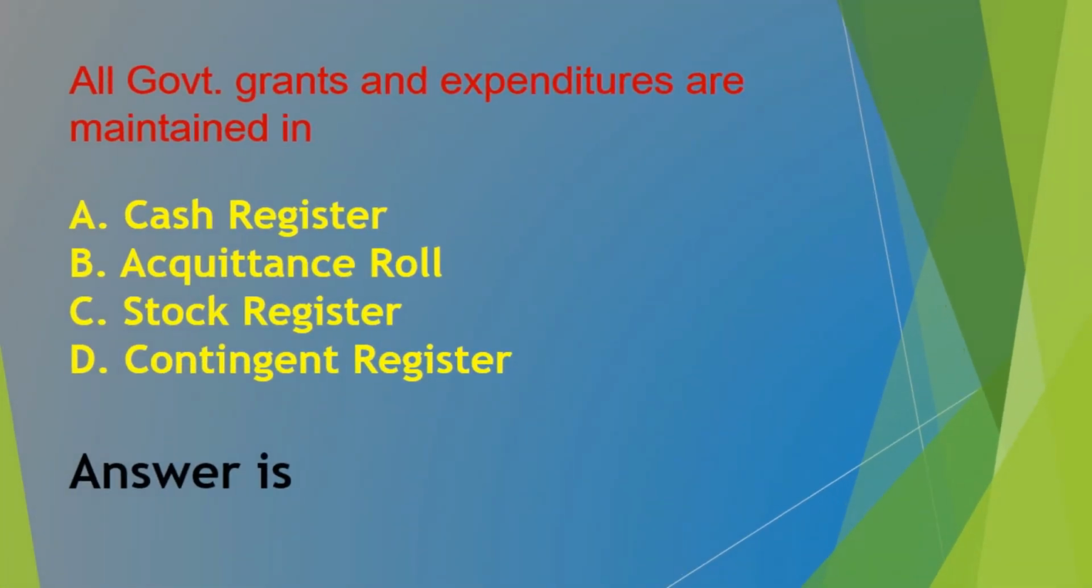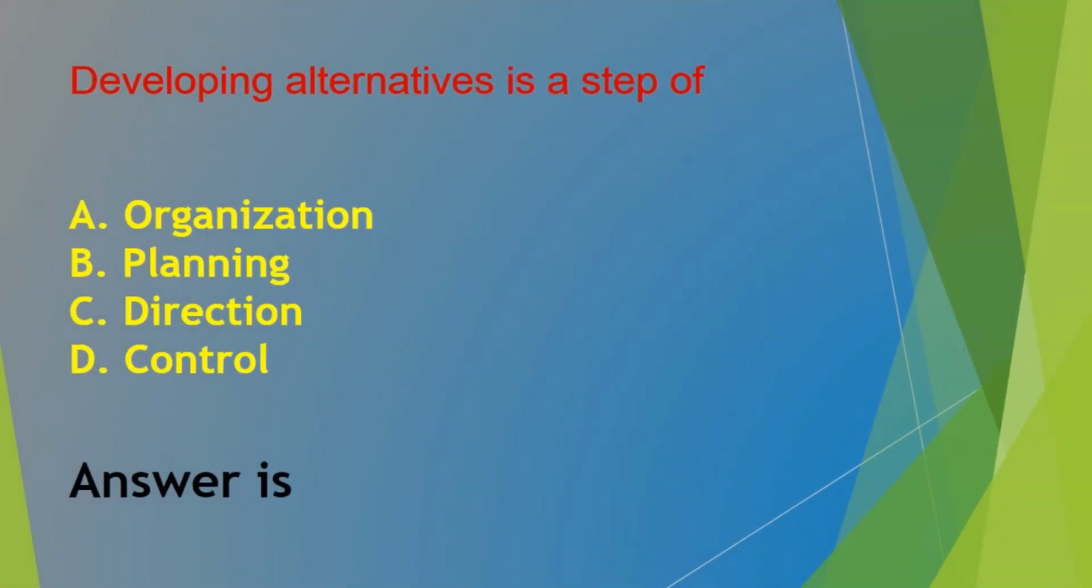All government grants and expenditures are maintained in A. Cash register, B. Acquittance roll, C. Stock register, D. Contingent register. Answer is A. Cash register. Developing alternatives is a step of A. Organization, B. Planning, C. Direction, D. Control. Answer is B. Planning.